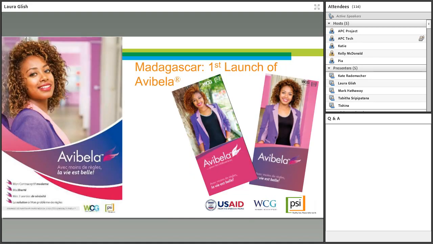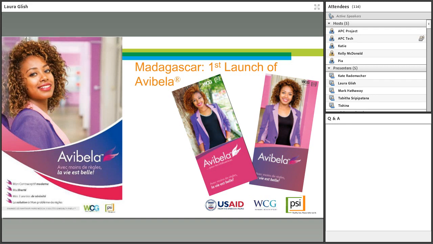Finally, as Kate mentioned, we are super excited to announce that Madagascar became the first country to launch Avibela. Their training of trainers was last week, so we officially have Avibela available for women in Madagascar throughout our pilot sites. In Madagascar, we have positioned this as a method for women who want lighter periods.